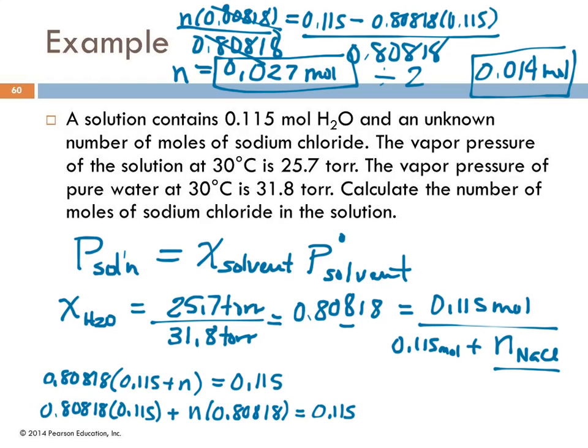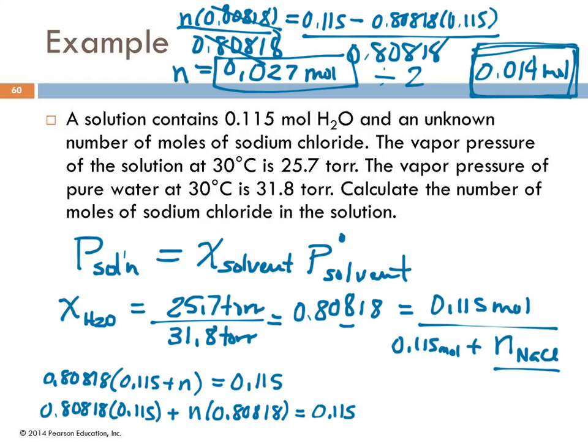And so that's in the wrong direction. So this is the answer. This is the moles of solute particles. But the question's asking for moles of sodium chloride.